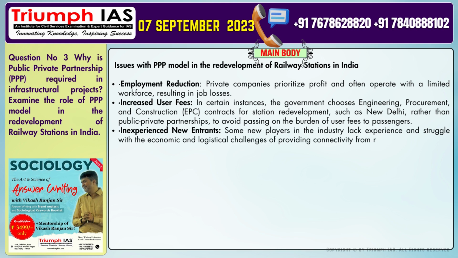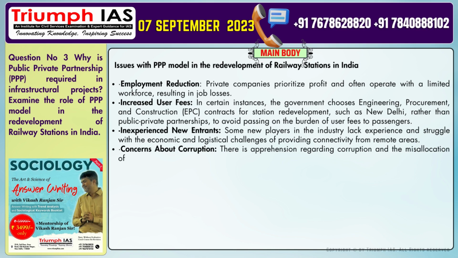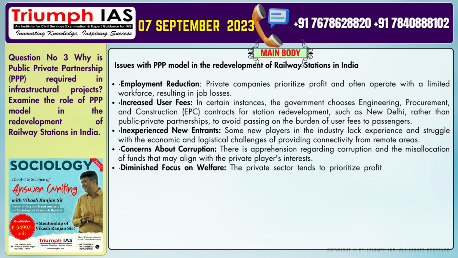Number 4. Concerns about corruption. There is apprehension regarding corruption and the misallocation of funds that may align with the private players' interests. Number 5. Diminished focus on welfare. The private sector tends to prioritize profit-making, potentially compromising the interests of passengers.